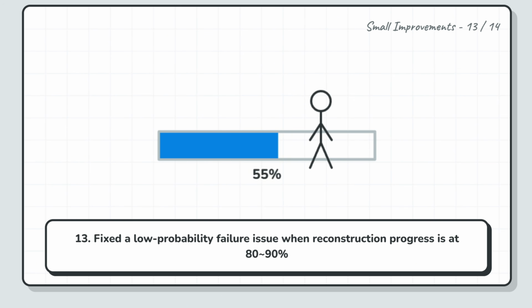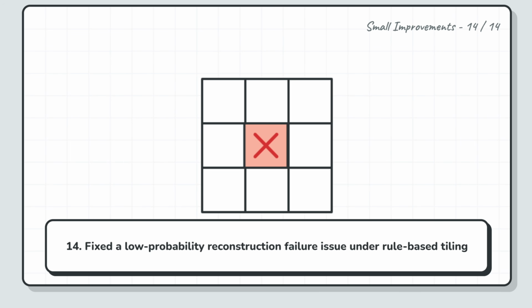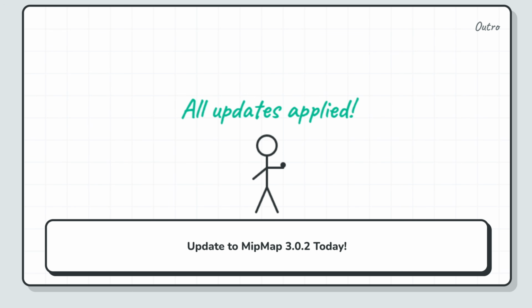And finally, we've squashed a couple of rare bugs to improve stability, including a failure that could happen at 80 to 90% progress and an issue with rule-based tiling. And that covers the highlights of MipMap 3.0.2.